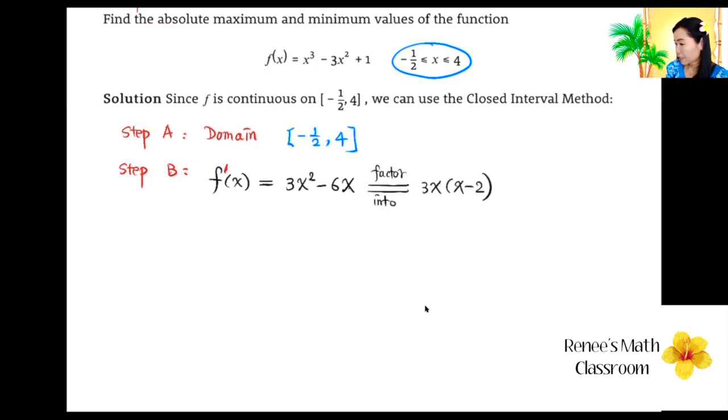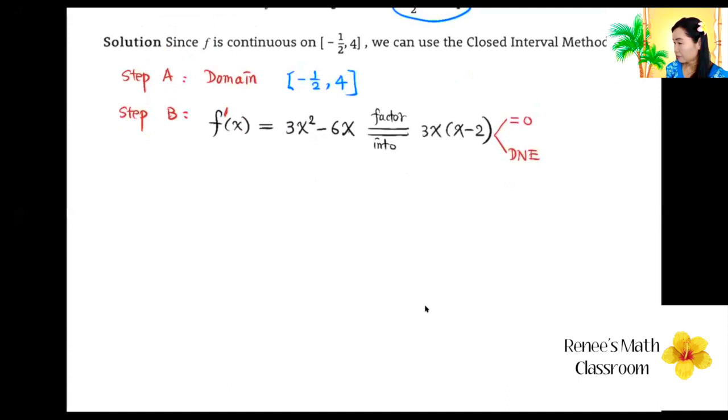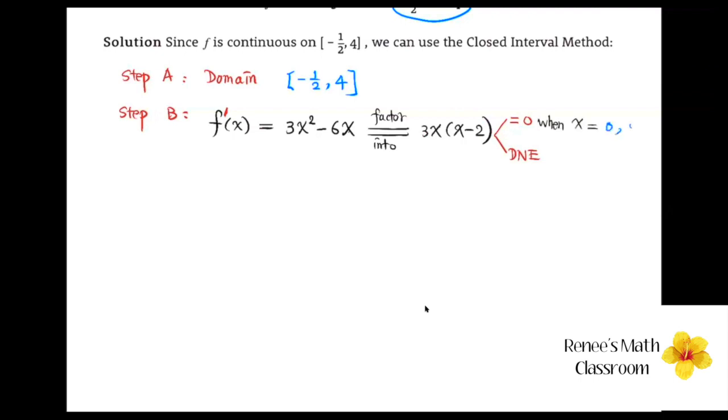So you factor this, and you try to find out when this derivative will be equal to 0, or when will this be undefined. When will this equal 0? When x equals 0 and when x equals 2. Yes, when x equals 0 and also 2.